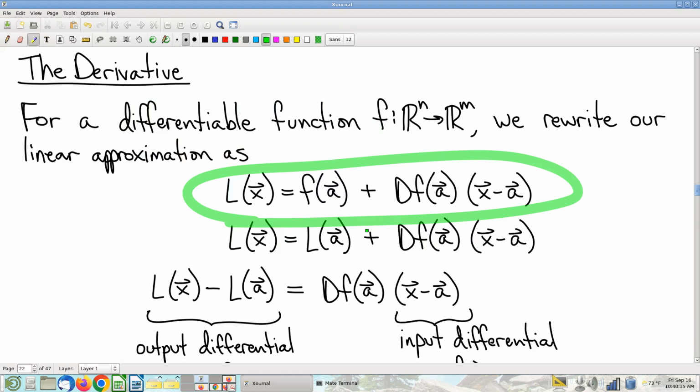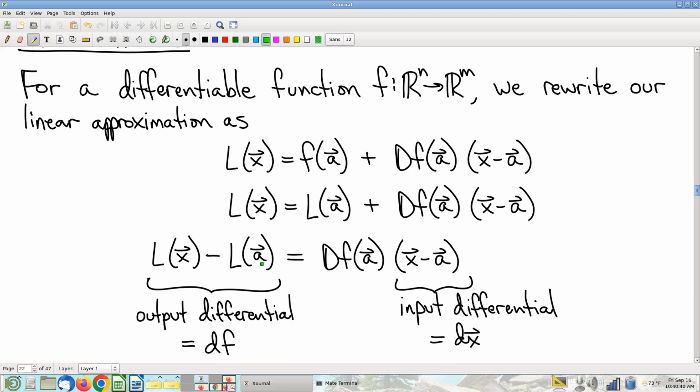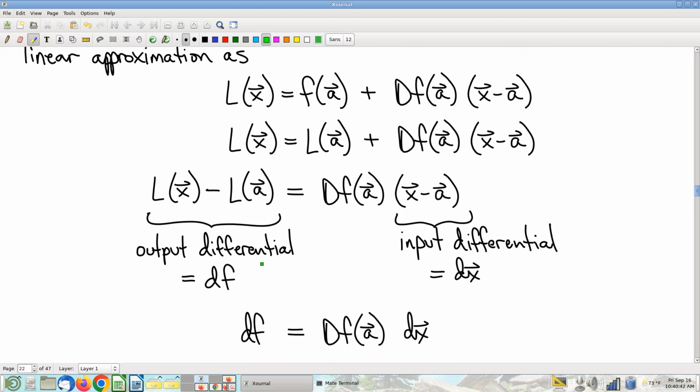Quick observation, don't forget in some sense, the linear approximation's first job is to approximate f. So it's got to mimic f. Among other things, it has to have the same value as f at the point where I'm approximating. So f of a is L of a. And then notice I can move this over to the other side of the equation, and now I've got an interesting rephrase of my linear approximation formula.